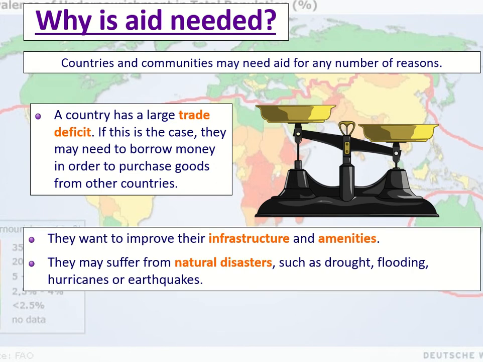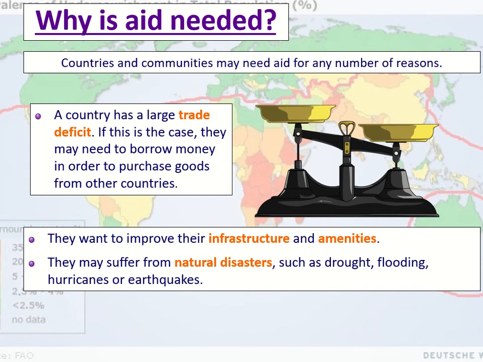But you can also have aid for development, for things that you might want to develop. It might not be because you've got a trade deficit and you need to stop getting into debt. It might be because you want to build better infrastructure, things like roads, airports, better schools, better hospitals, access to better jobs, housing. And so money can be provided to improve that.